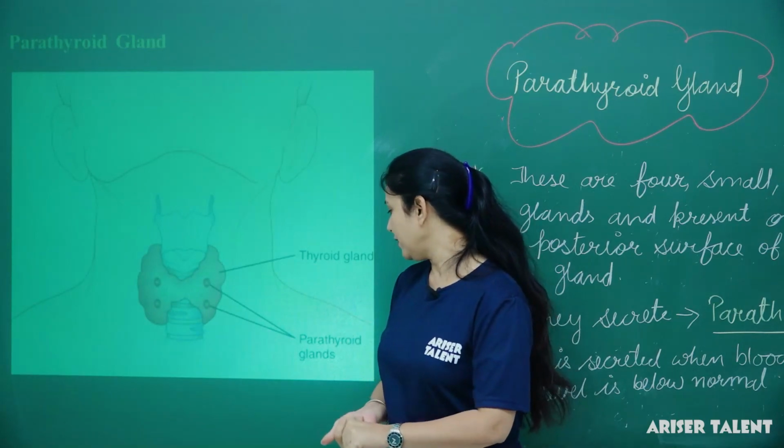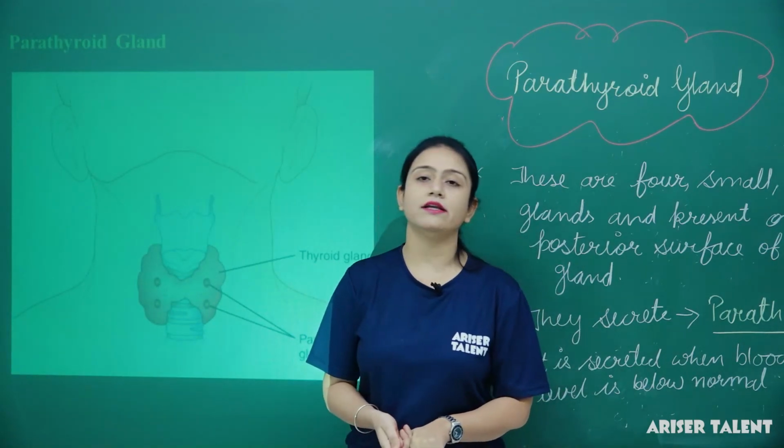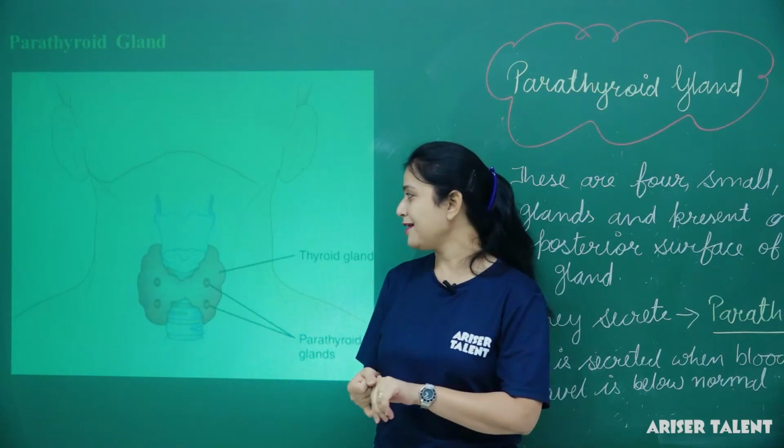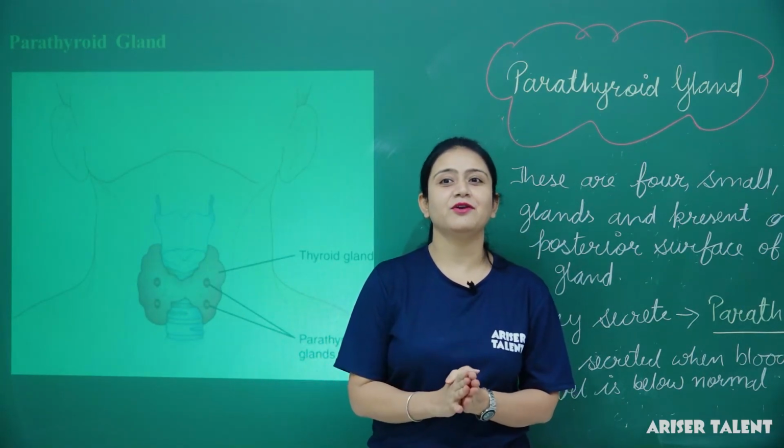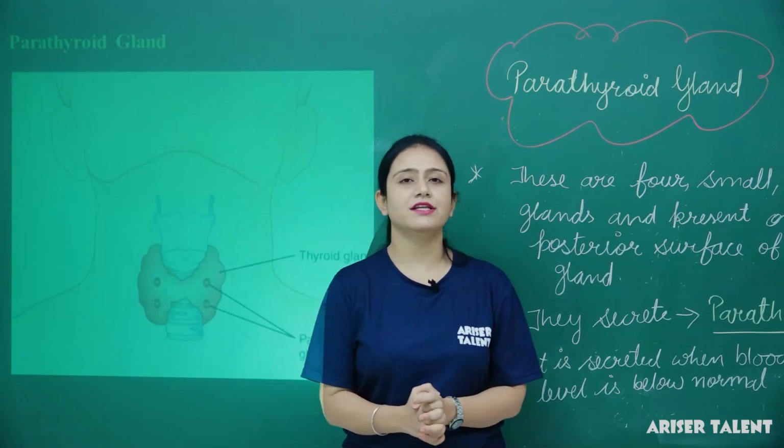Then I told you about the parathyroid glands, that they are 4 in number and they are present in the thyroid gland. So here we studied about the thyroid and parathyroid gland. Hope everything is clear to you.